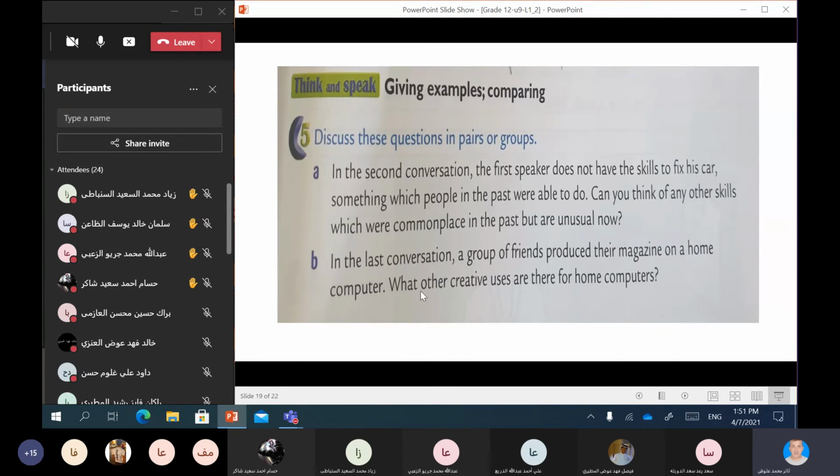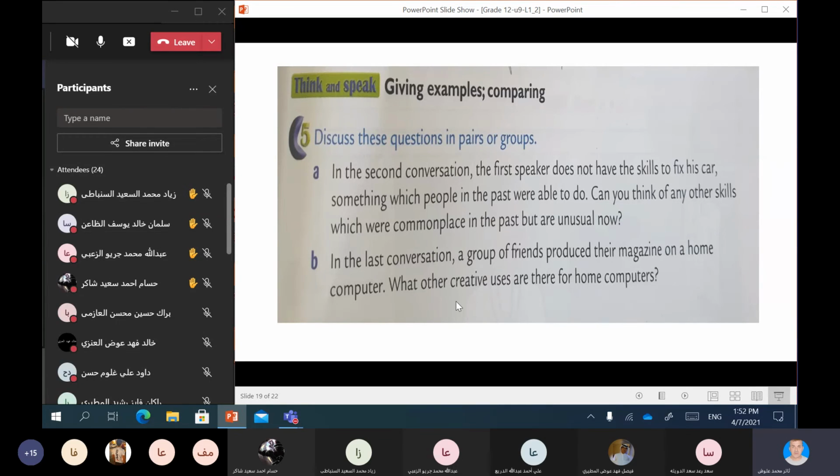Who can answer B? In the last conversation, a group of friends produced their magazines on a home computer. What other creative uses are there for a home computer other than making a magazine? What can you use the computer for? You can use the computer for drawing the design of a house for building.